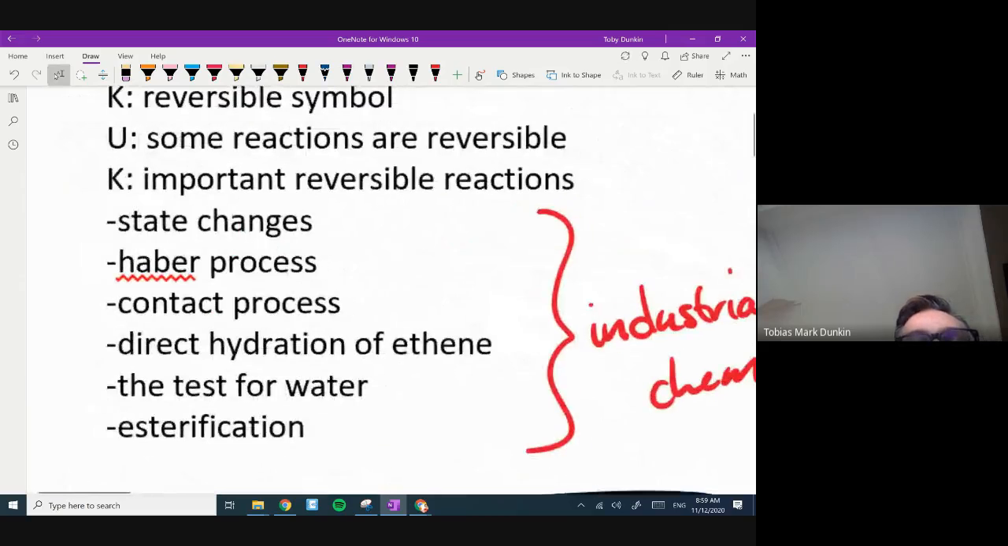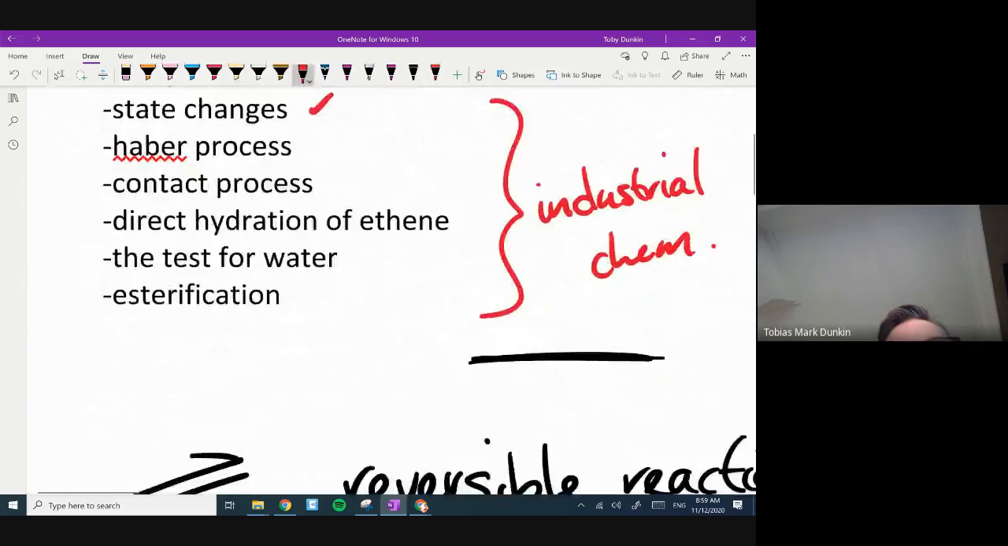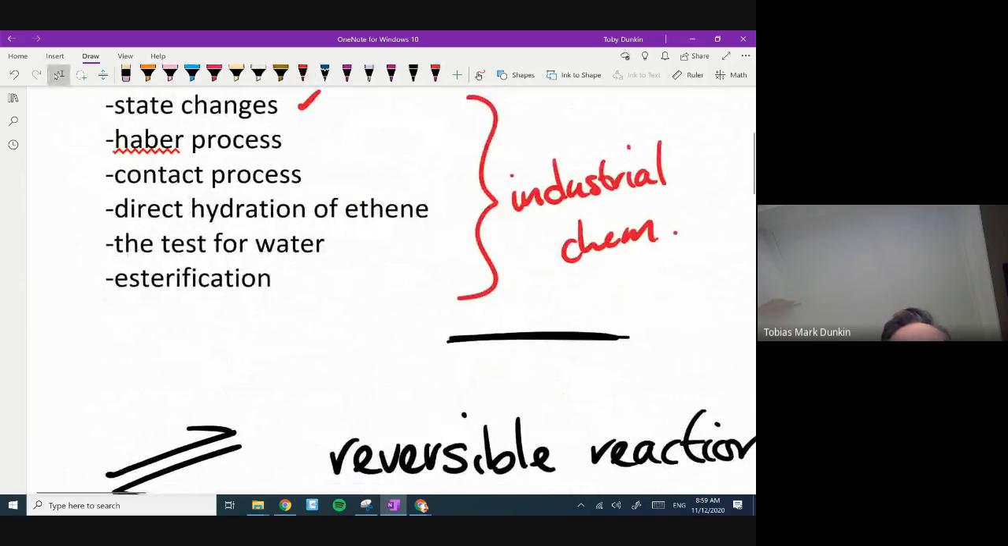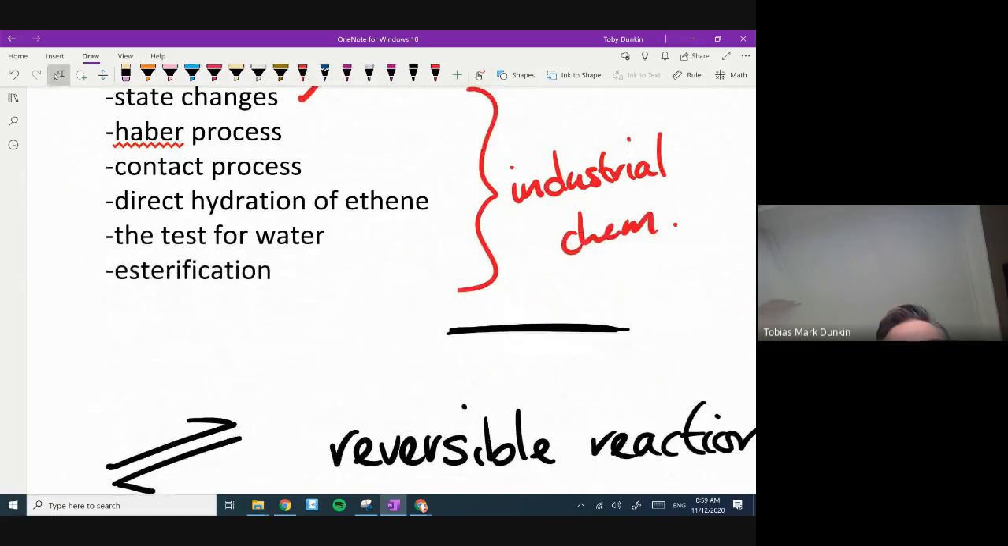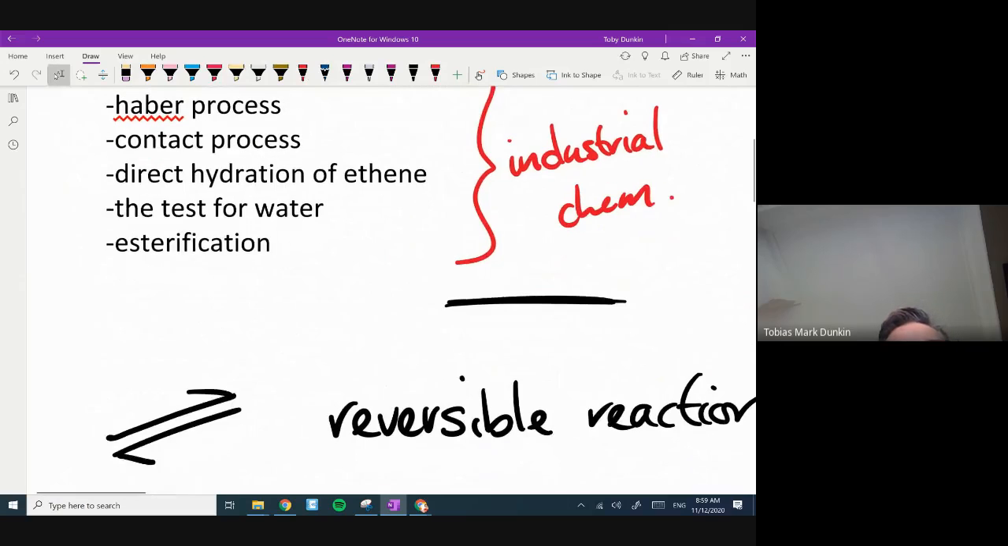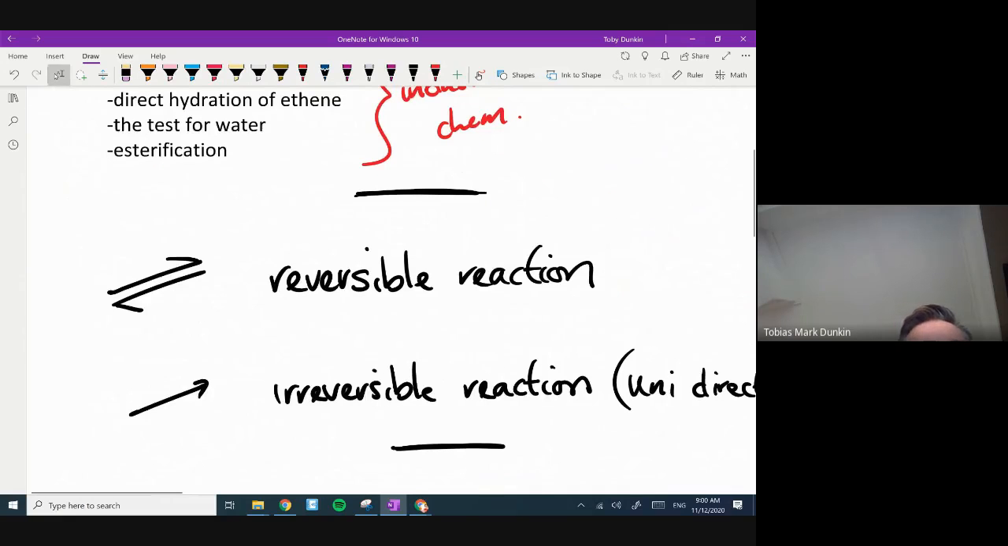Anyway, okay, let's do another example. I love the fact that we've ticked off a state change. Let's look at another one. Now, the test for water is an interesting one. Because can anyone here remind me of what the test for water is?